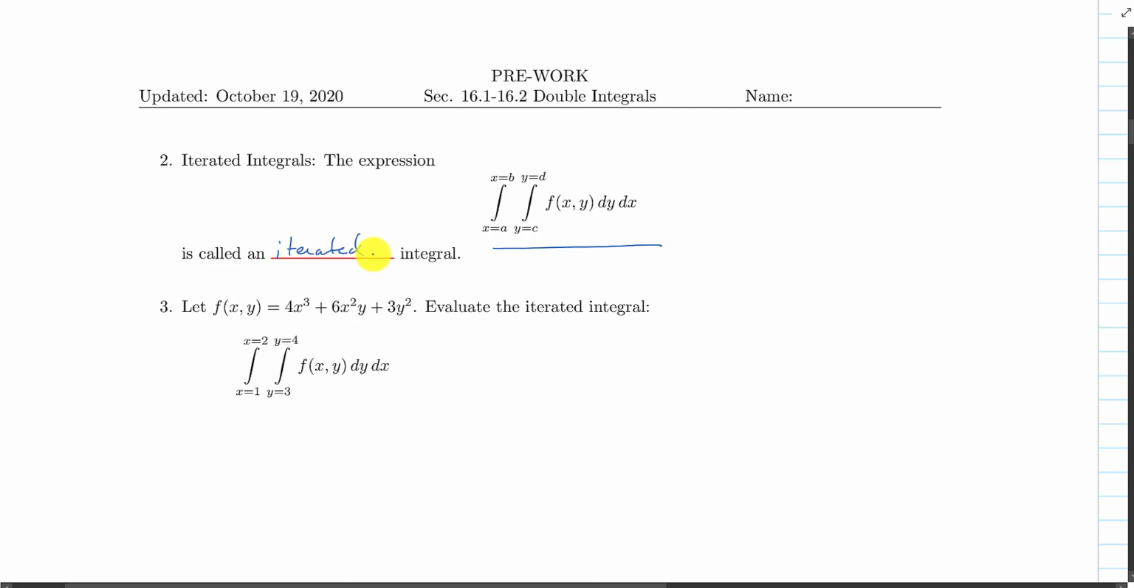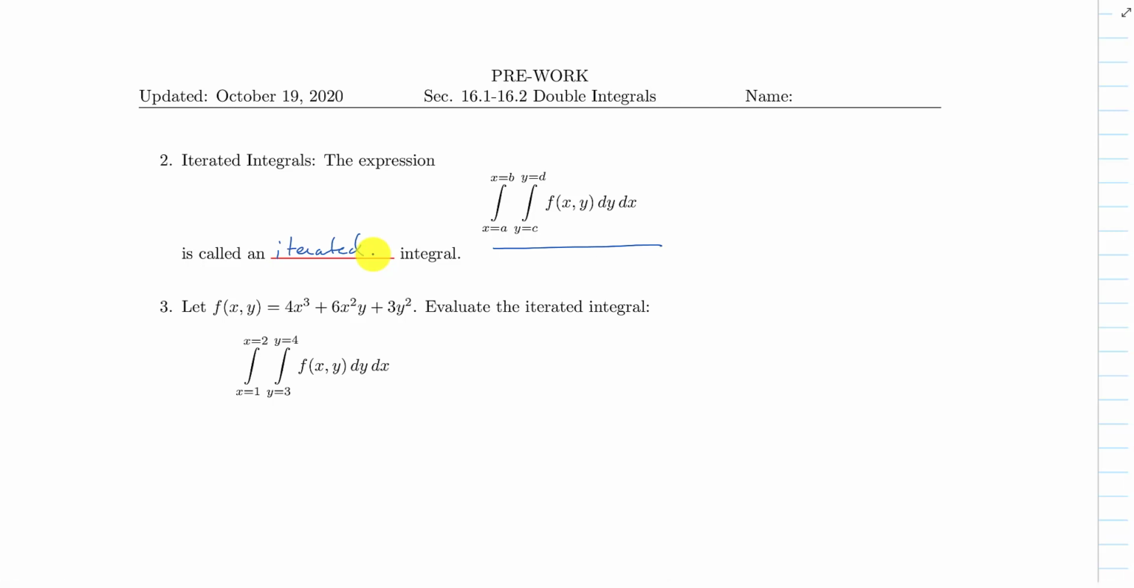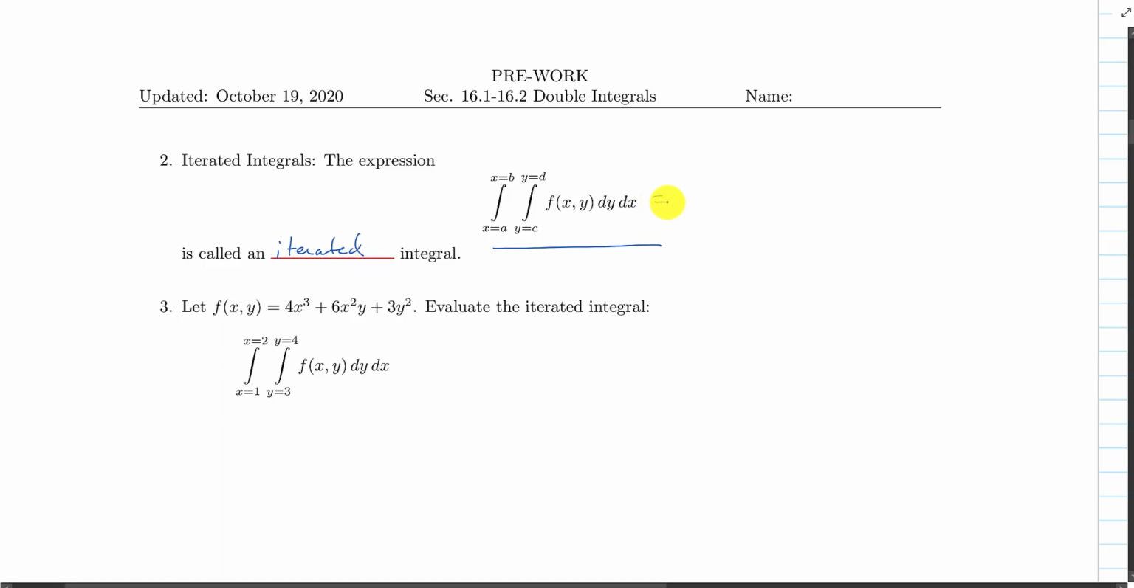Why do we call it an iterated integral? Because you do it in iteration. And you could think of that as you first do step 1 and then you do step 2. So even though we've written it this way, I'd like you to recopy this and rewrite it as the integral from x equals a to x equals b, and then put a big old parentheses here of the integral from y equals c to y equals d of our surface dy. Close that parentheses, dx.